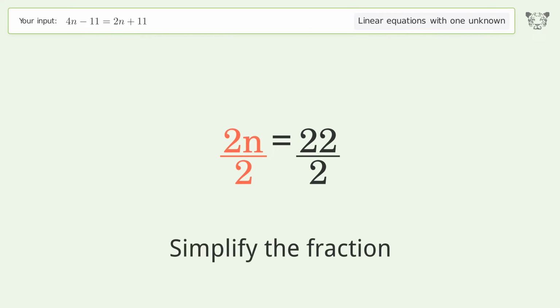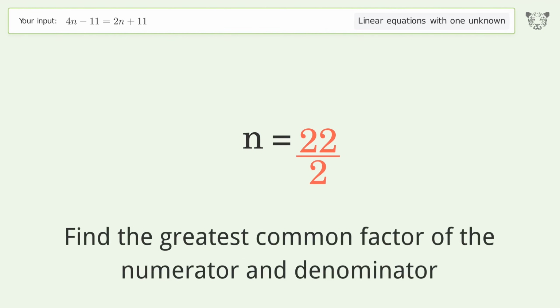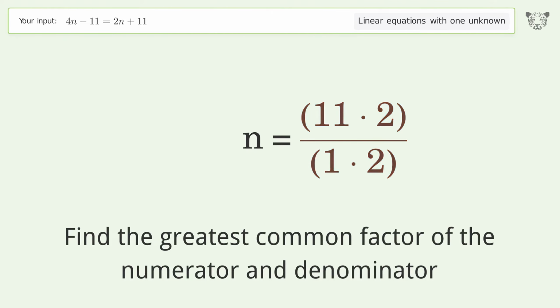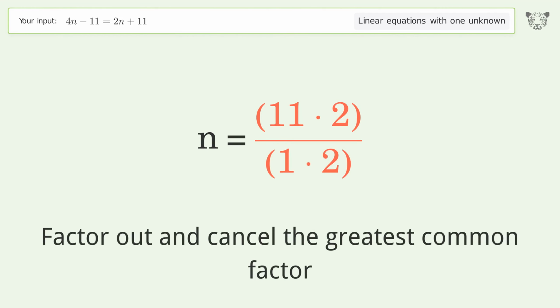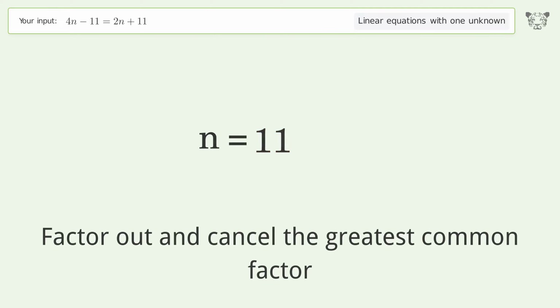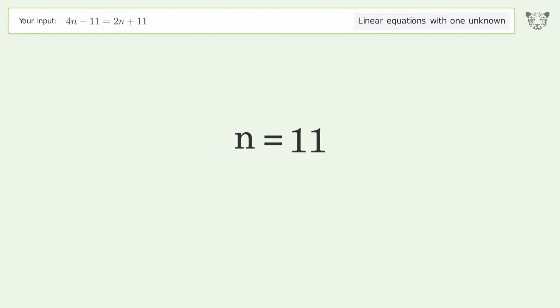Simplify the fraction. Find the greatest common factor of the numerator and denominator. Factor out and cancel the greatest common factor. And so the final result is n equals 11.